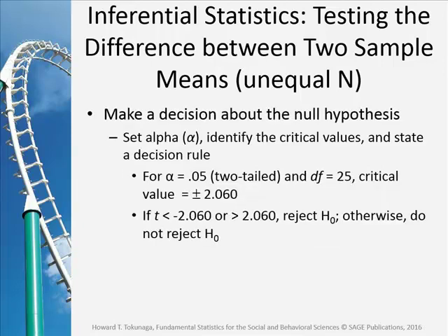Set alpha. Alpha is going to be the same, 0.05. Identify the critical values. So hopefully you got a decent table that has 25 on it. That critical value is 2.060. So when we draw our curve, because remember, bucket on the floor, you always draw the curve, our shaded areas are going to start at both positive and negative 2.060.